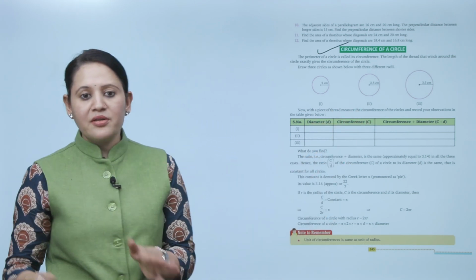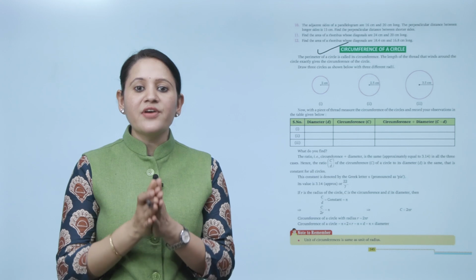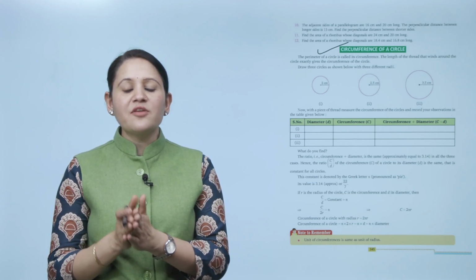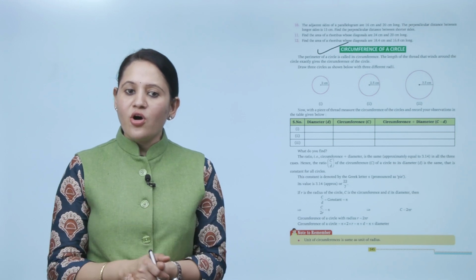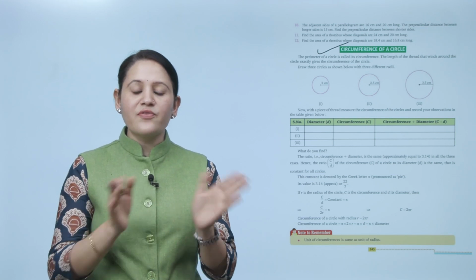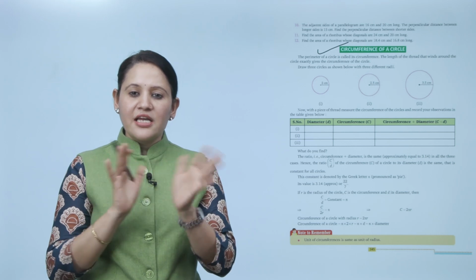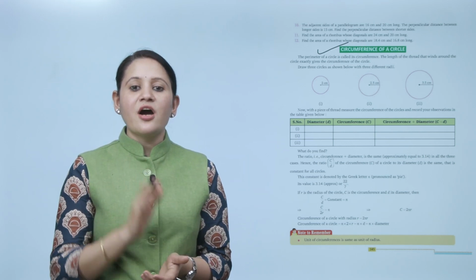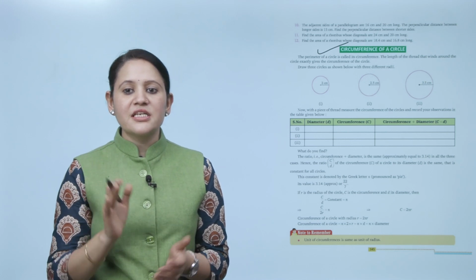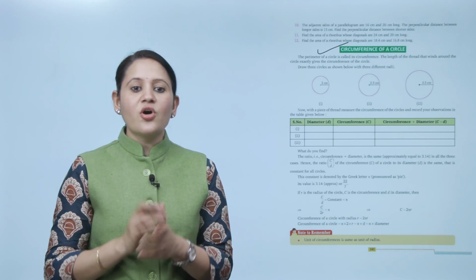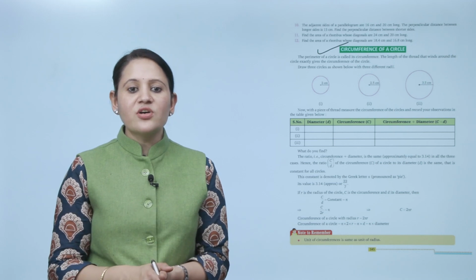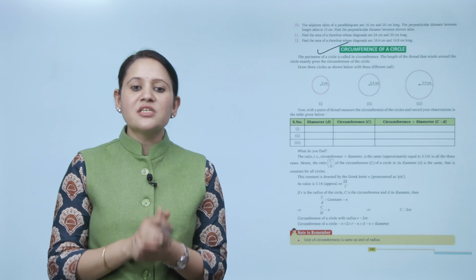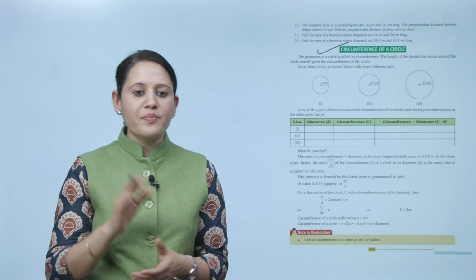So what do you find by the observation? The ratio circumference divided by diameter is the same, approximately equal to 3.14 in all the 3 cases. The ratio of circumference and diameter is around 3.14 in all cases. Hence the ratio C upon D of the circumference and diameter of a circle is the same. That is a constant for all circles. This constant is denoted by the Greek letter pi. Its value is 3.14 approximately, or 22 upon 7.